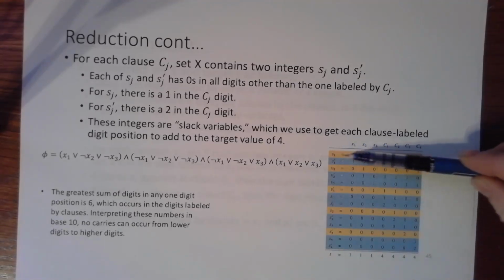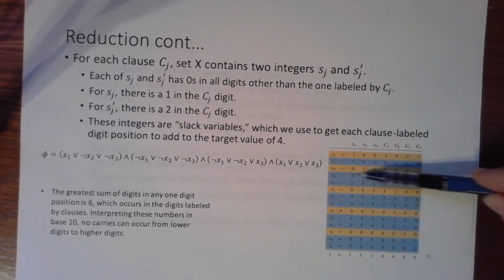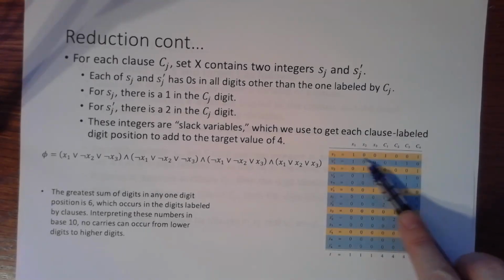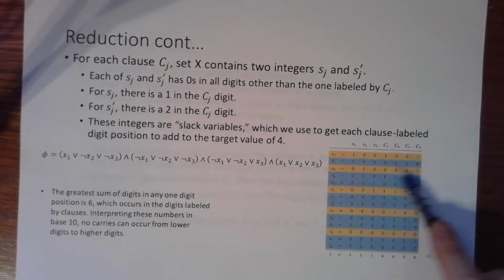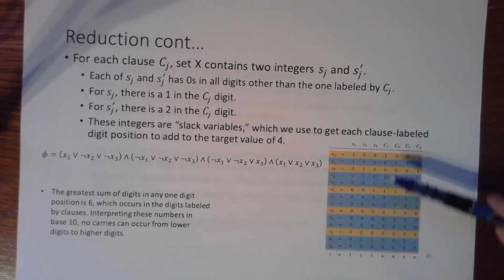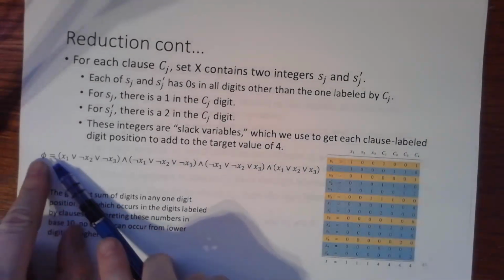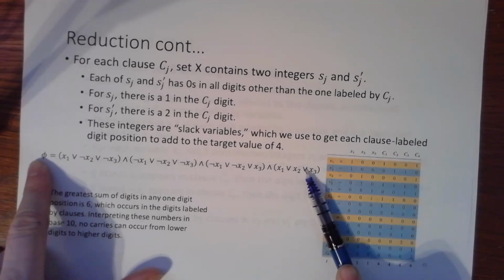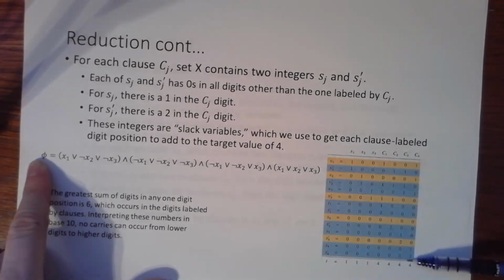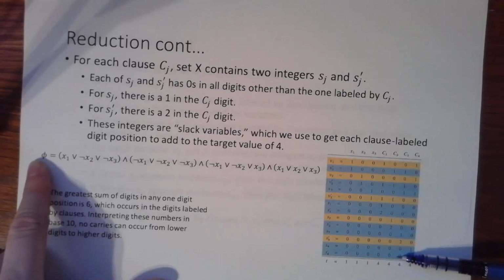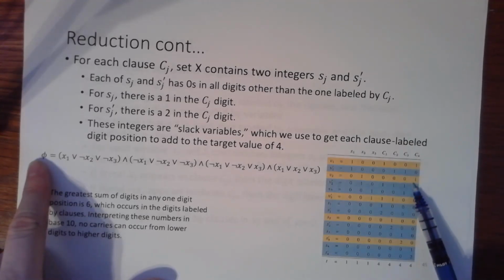Each of these is interpreted as a base 10 number. So these are our various numbers. This number would be like 1,000,001. This number would be like 1,110,000. These are the numbers that go in our set. So we now have a mapping from a 3-SAT instance to a set of numbers. Each row of these represents a number, and we've got a target value down here. Is there a subset of numbers from here that will add up to this target?